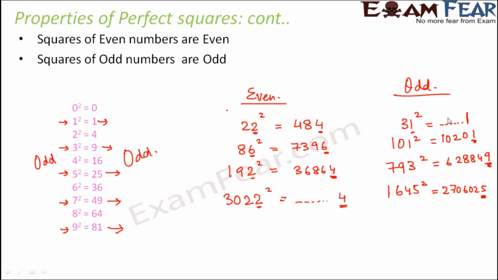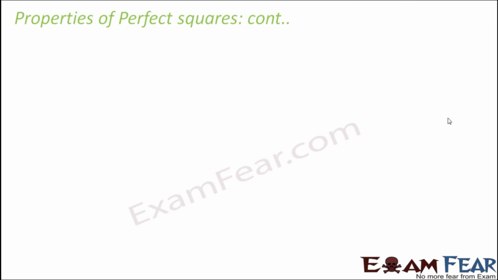So now what do you see? Even if we take some even and odd numbers randomly and square them, we see that the squares of even numbers are even and the squares of odd numbers are odd.